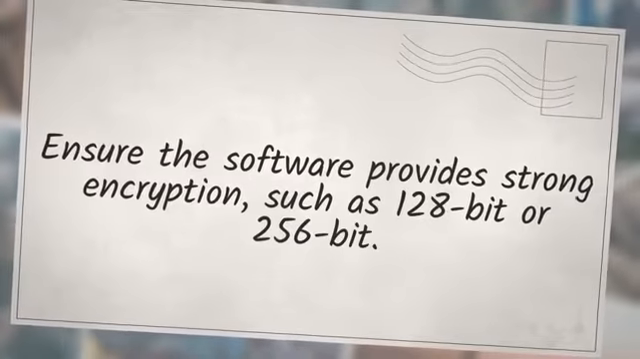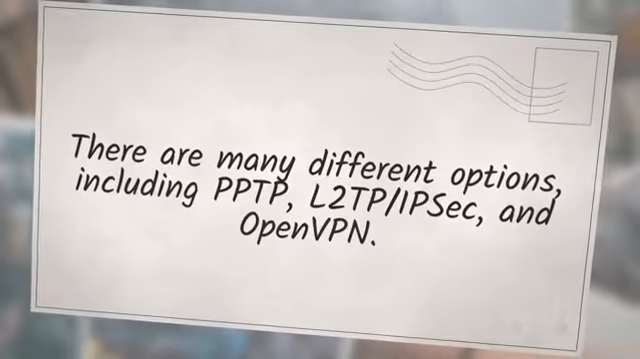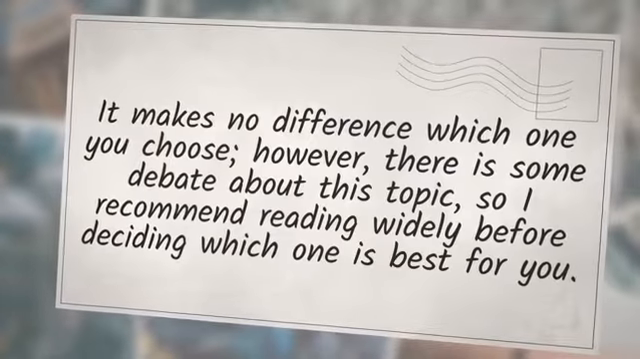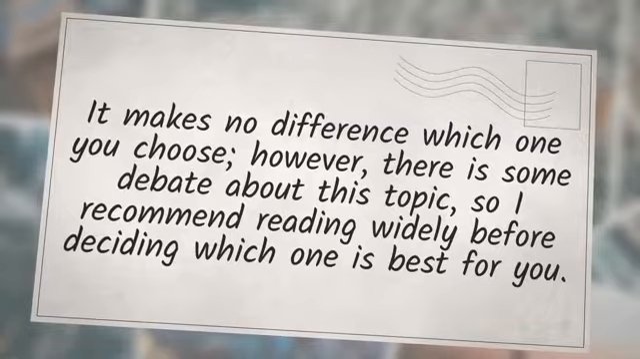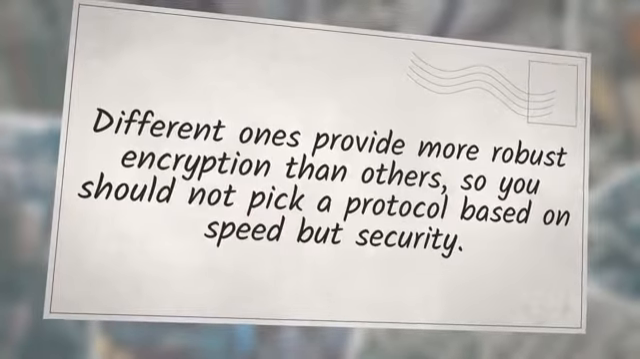Your security and privacy is an essential feature. Ensure the software provides strong encryption, such as 128-bit or 256-bit. Also look for the protocols that VPN software supports. I have explained a little about this protocol in this article. There are many different options, including PPTP, L2TP/IPSec, and OpenVPN. It makes no difference which one you choose, however, there is some debate about this topic, so I recommend reading widely before deciding which one is best for you. Different ones provide more robust encryption than others, so you should not pick a protocol based on speed but security.